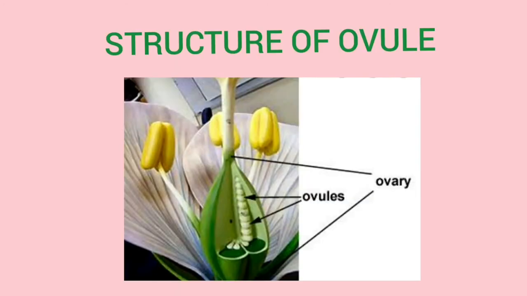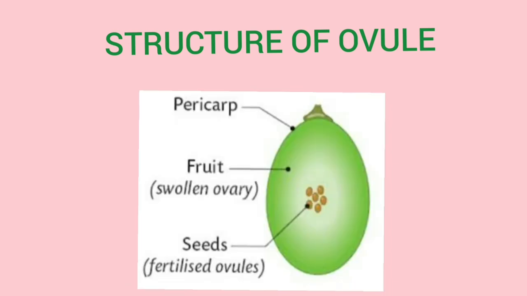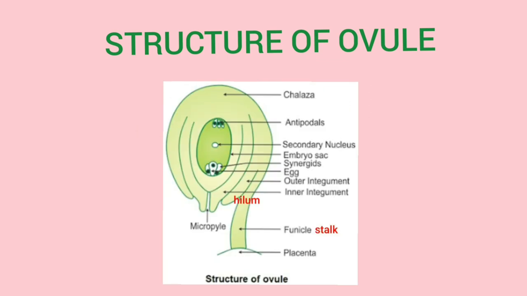Now let us take a look at the structure of the ovule. Ovule is the structure of the plant that develops into seed. Ovule consists of a stalk and the body. The stalk is called funicle. One end of the funicle is attached to the placenta and the other end to the body of the ovule. Where it attaches to the body, the part is called hilum.